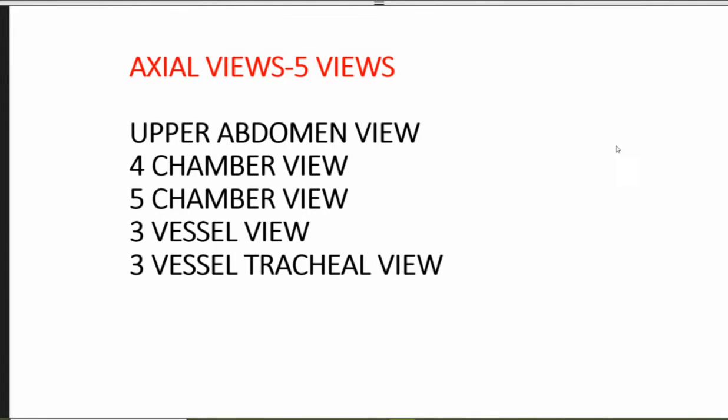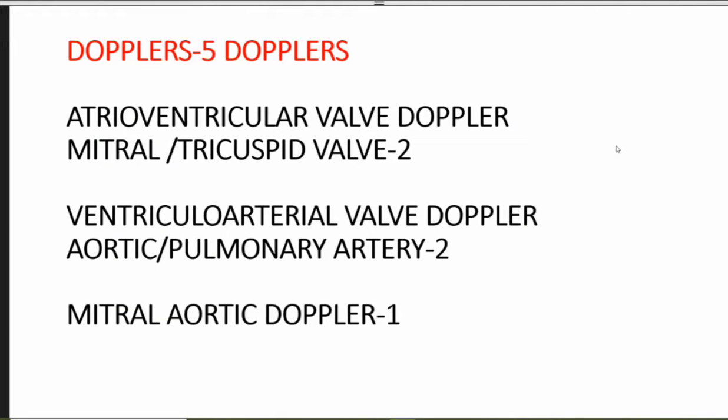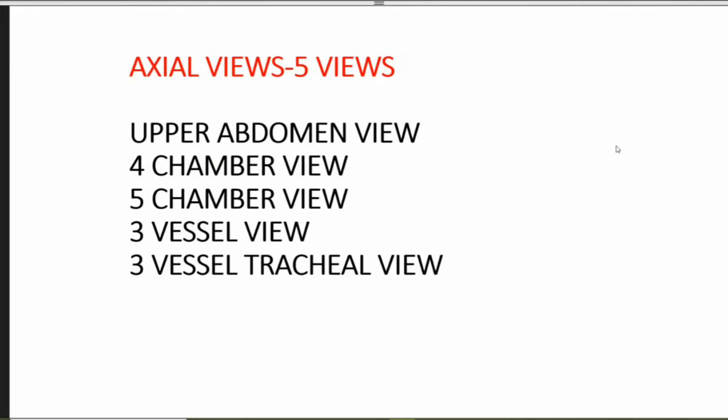How can we do all these demonstrations? We can do this with the help of 5 axial views, 6 sagittal and oblique views, and 5 Dopplers. Okay, 5 axial views, 6 sagittal and oblique views, and 5 Dopplers. So 16 views have to be, or 16 attempts have to be done to demonstrate these view structures or aims.